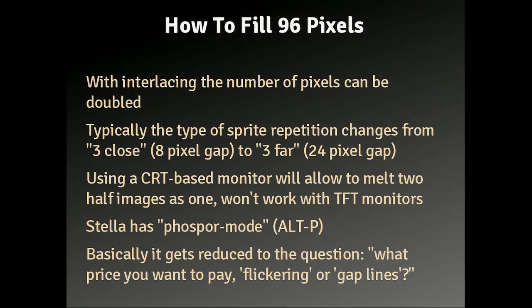Again, if you want to do 96 pixels, you're going to get either flickering or you can go for gap lines. These are typically black lines in between the pixels.